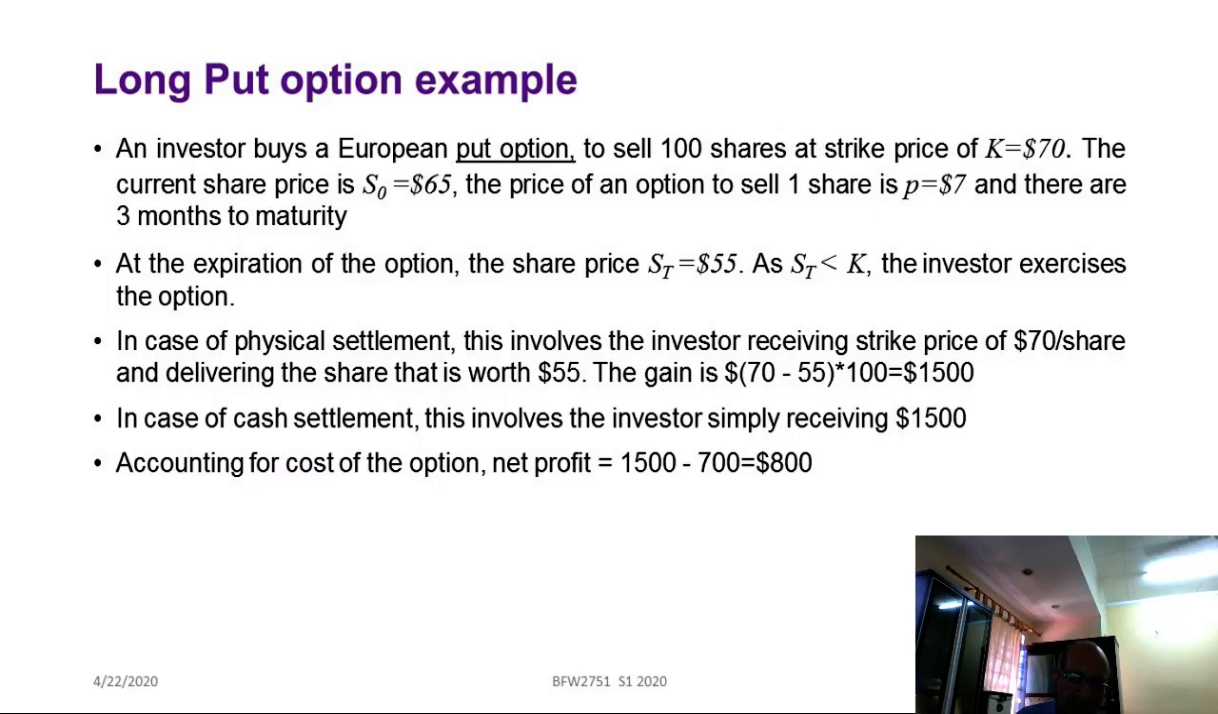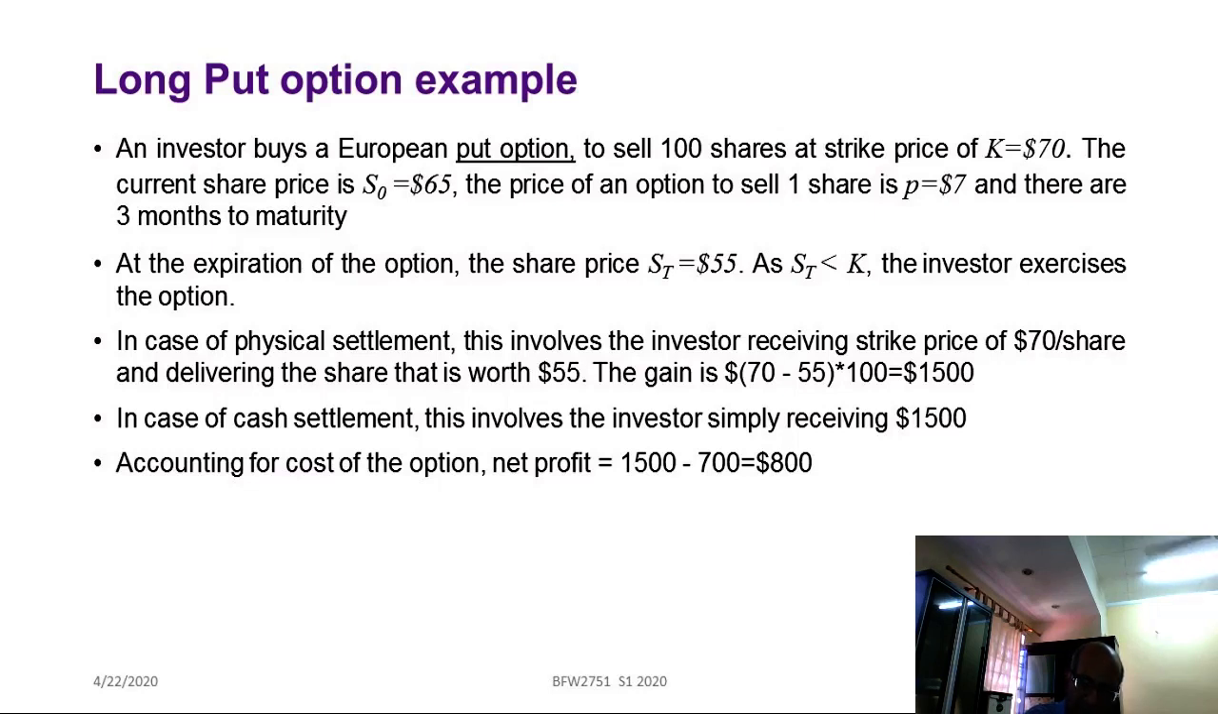In the case of cash settlement, this involves the investor simply receiving $1,500. But he has originally paid $700 for the option. So 1,500 minus 700, your net profit is only 800. And still you made a profit. So do you get it clearly?